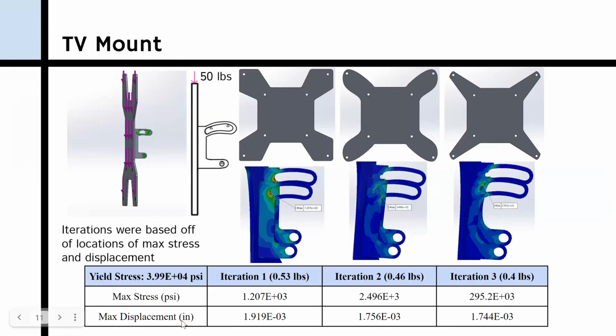The iterations for the TV mount were based off of the locations of high stress and displacement values. Bits of material from the pivot connection piece were subtracted wherever high stress points were found. These locations moved within a small area throughout each iteration, along with increasing its stress value. The method for decreasing displacement was to change the shape of the faceplate to minimize the amount of material that was furthest from the center, as this was where the highest displacement occurred.